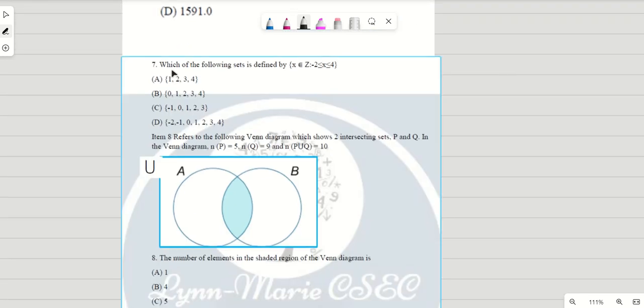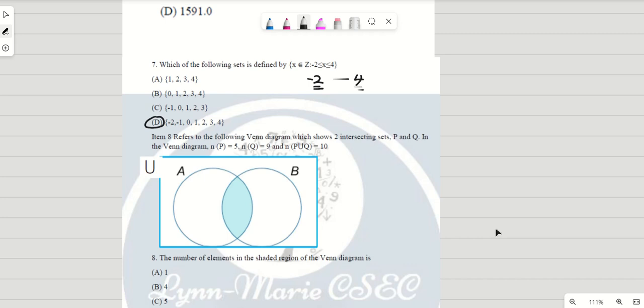Right, number 7. Which of the following sets is defined by x as an element of integers such that minus 2 is less than or equal to x, which is less than or equal to 4? That's how you would read this, right? I told you guys, don't even try to separate it into two, how we would do inequalities. Please note that the range is from minus 2 to 4, right? They have an equal to, so they're including minus 2 and they're including 4. We're looking for one that has minus 2 till 4. That is D. That is how you would get your answer.